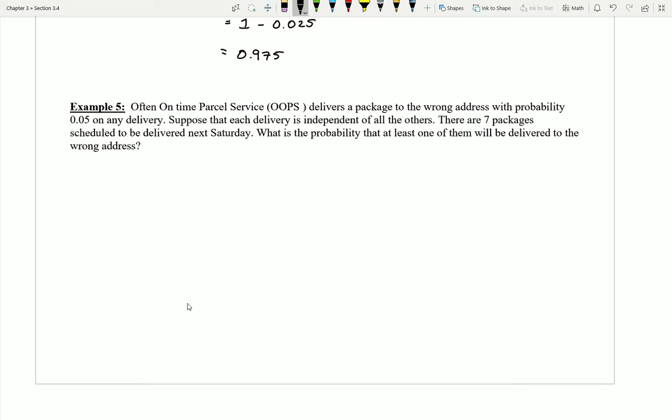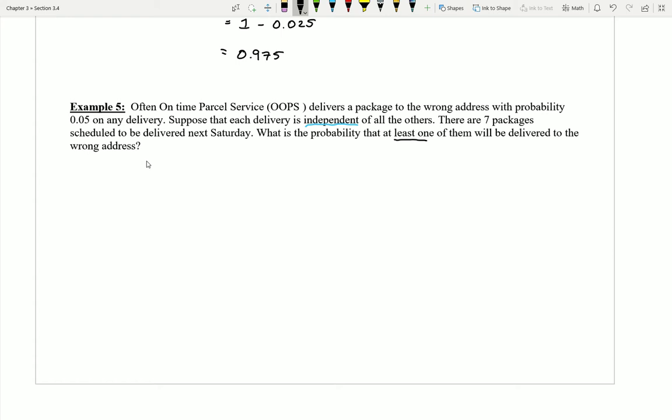Let's take a look at the last example for this section, see what we have. The often on-time parcel service, abbreviated OOPS, delivers a package to the wrong address with a probability of 5% on any delivery. Suppose that each delivery is, very important, independent of all the others. Now there are 7 packages scheduled to be delivered next Saturday. What's the probability that, here we go again, at least one of them will be delivered to the wrong address?